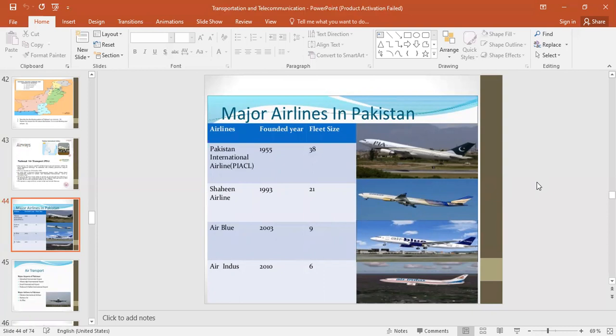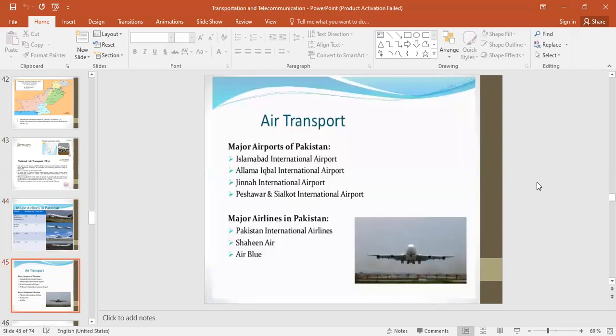And the international airports that we have are Jinnah International Airport in Karachi, Benazir Bhutto International Airport in Islamabad, Allama Iqbal International Airport in Lahore, Bacha Khan International Airport in Peshawar, and Quetta International Airport in Quetta, right? Okay, and Sialkot International Airport is also there. That was it for that.